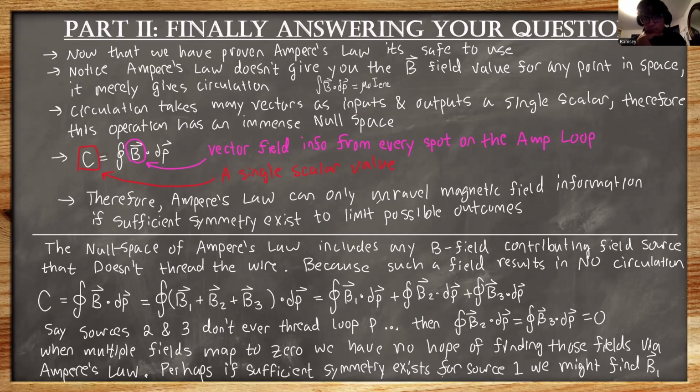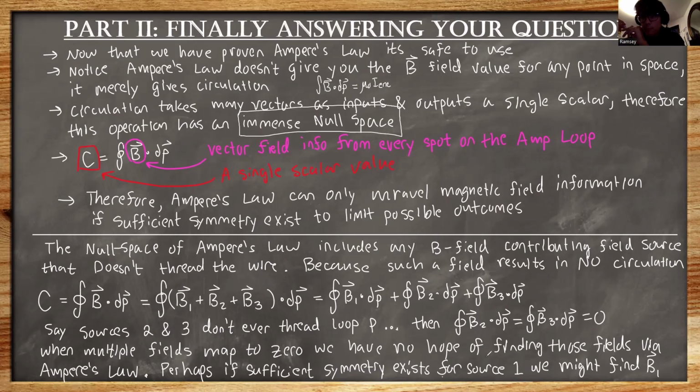And unfortunately, even though in our proof we kind of finagled our way around needing to know the B field everywhere, and needing to know what the path parameterization was or the wire parameterization, because we finagled our way around that, we've got this law that really just applies to circulation. And untangling it seems untenable because if you have so many vector inputs and it's only outputting a single scalar value, the operation itself has an immense null space.